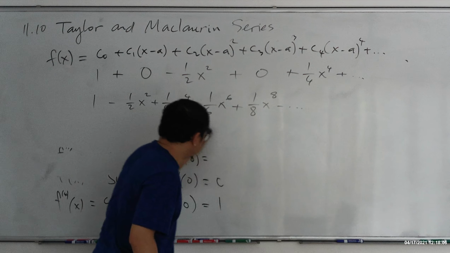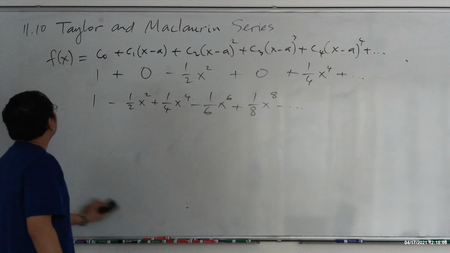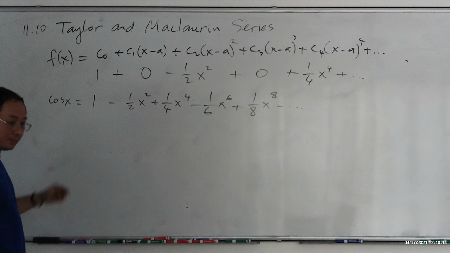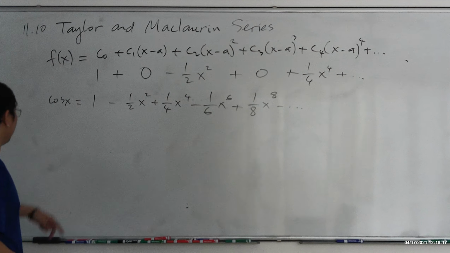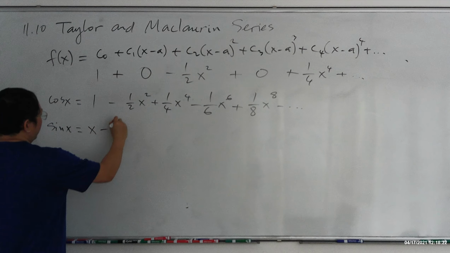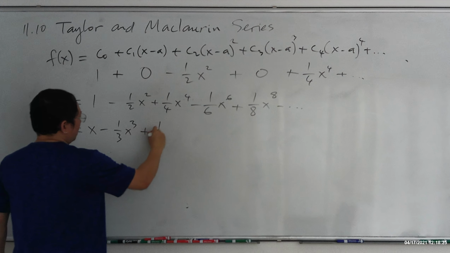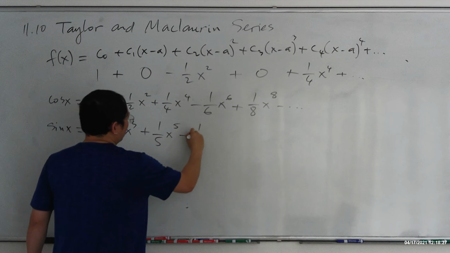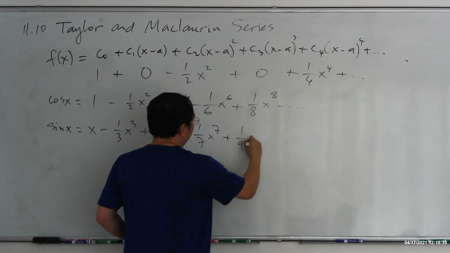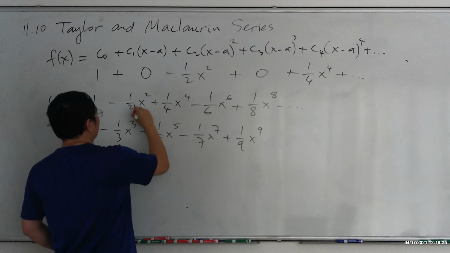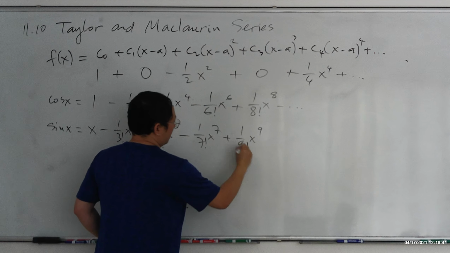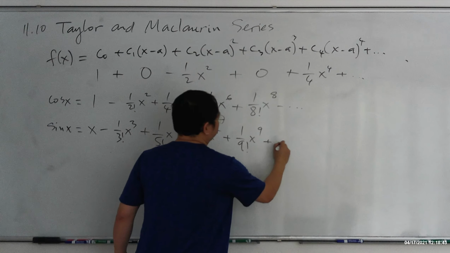That is for the cosine function, cosine of x. Similarly, you can have the sine of x. You do it the same way. You have sine of x going to be x minus 1/3 x cubed plus 1/5 x to the 5th minus 1/7 x to the 7th, 1, 3, 5, 7, and then plus 1/9 x to the 9th. And I think factorial, I forgot. Factorial. Plus and so on.